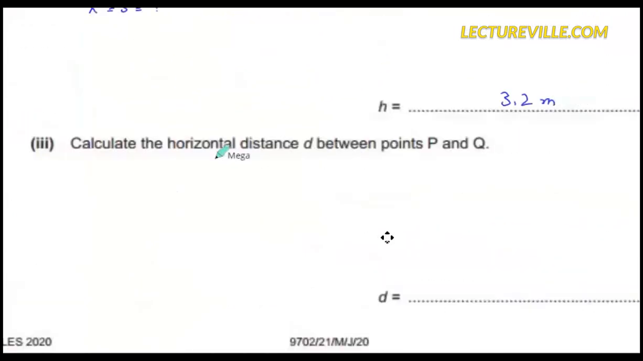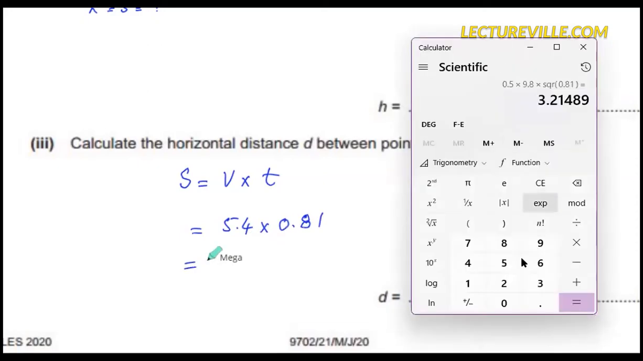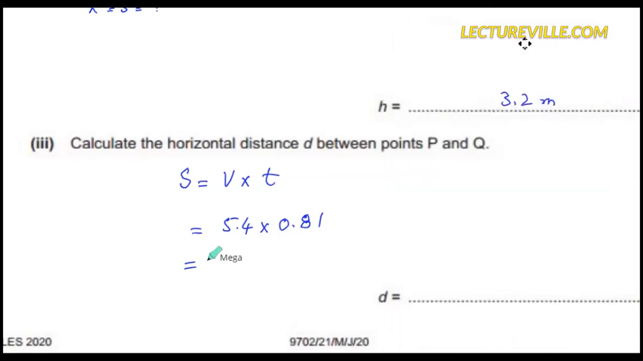What is the constant speed formula? Constant speed formula is distance equals speed multiplied by time. And as we know that the speed is 5.4 meters per second and the time it took to strike the ground was 0.81 seconds. So all we have to do is multiply 5.4 by 0.81 and get 4.37. So the final answer can be presented as 4.4 meters.